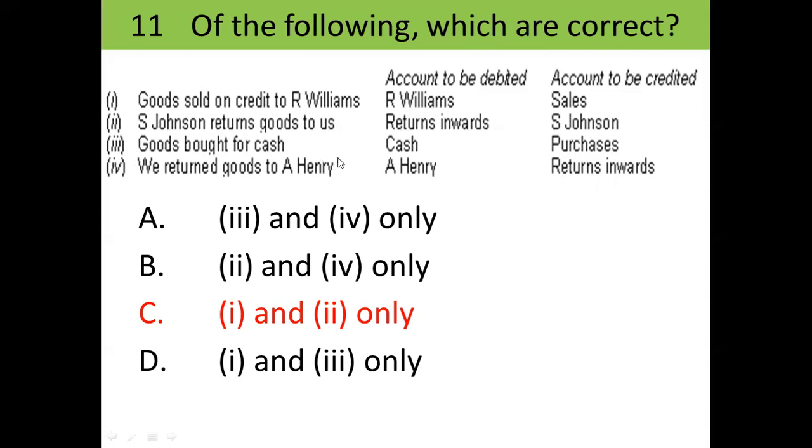Goods bought for cash, we debit cash and credit purchase. No. Purchases is involved when we are dealing with credit purchase, and this is a cash purchase. We returned the goods to A. Harry, debit A. Harry and credit return inward. This is not a return inward, it is a return outward. The correct transactions are the first and the second one. The right answer here is C.